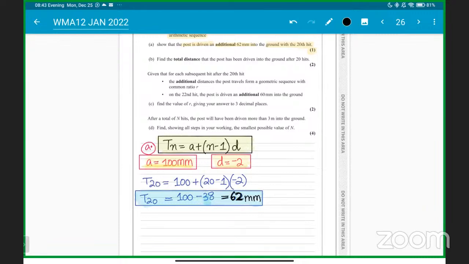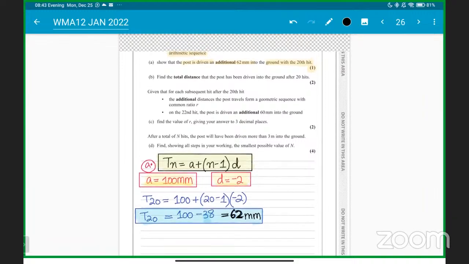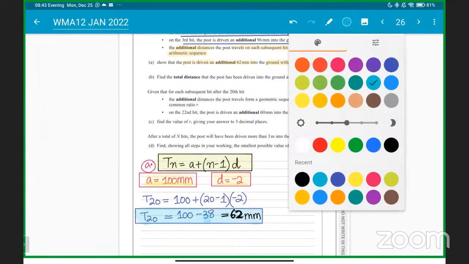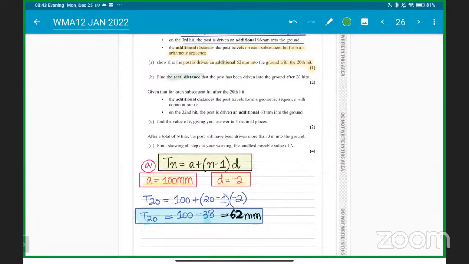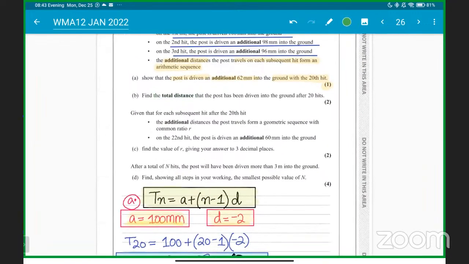Next we have part B. Always remember, this is a hint when we are revising: we have to find the total distance, and they have put it in bold as well, the total distance that the post has been driven into the ground after 20 hits.